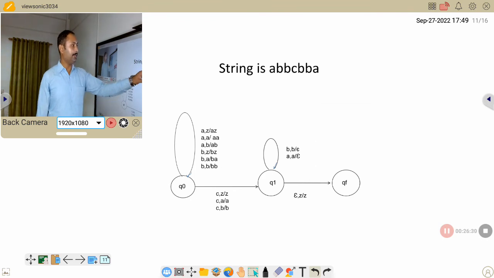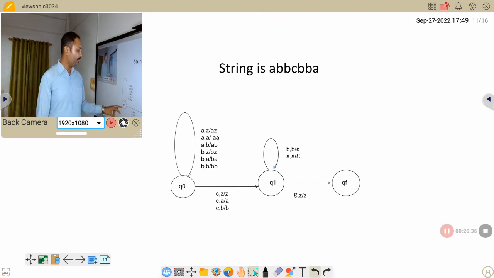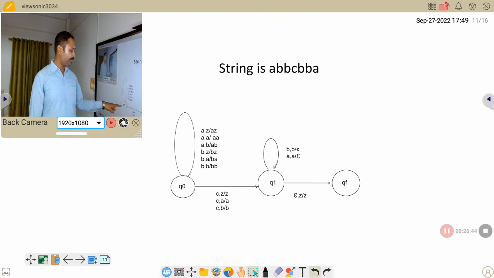Now what will happen if we input the C symbol? When we input the C symbol, it just skips the present state. So our present state is Q0, and it will go from Q0 to Q1 without modifying anything. So A will remain the same, B will remain the same. It will just change the state.